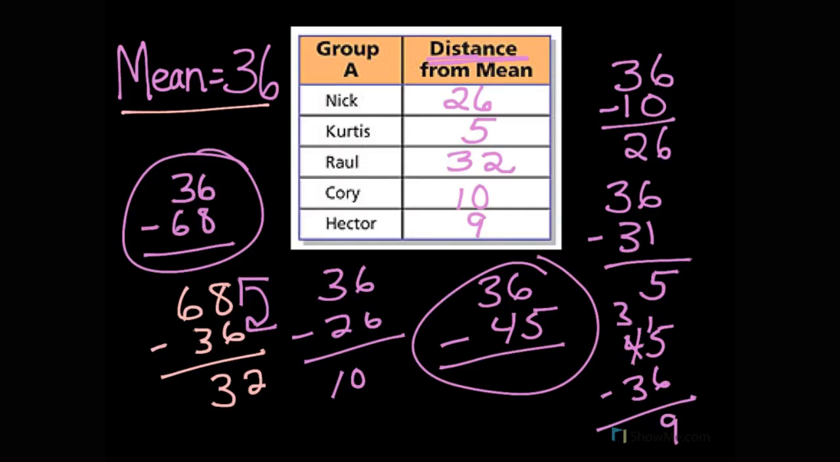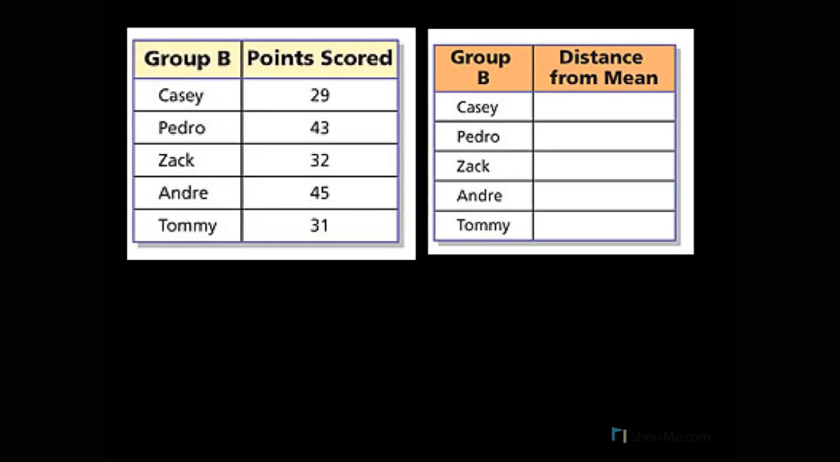Okay, so just to review, I took the mean of their data and I subtracted each kid's score to figure out the distance from the mean. This is called the mean absolute deviation. Now that you have watched me, let's do some together.